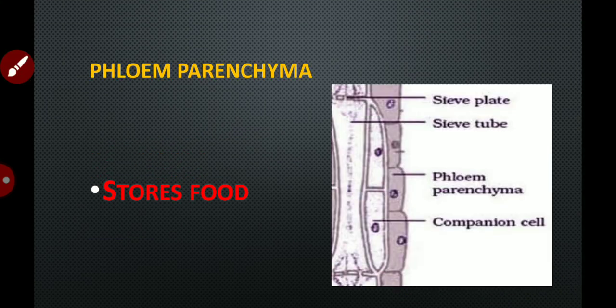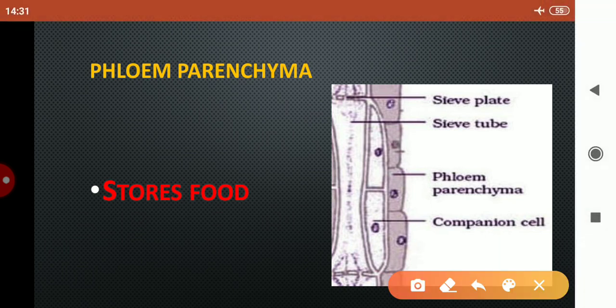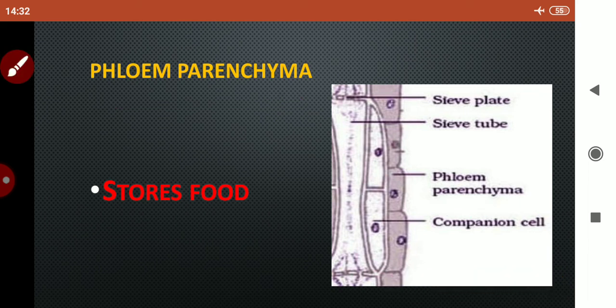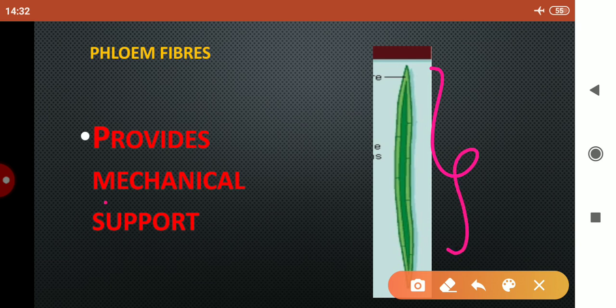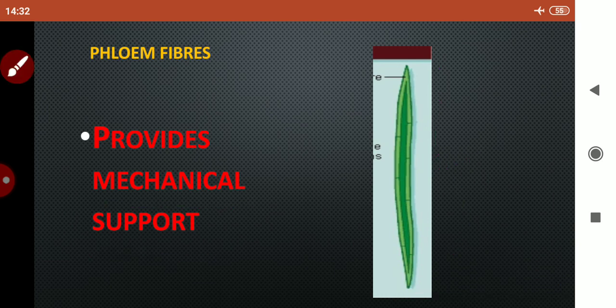Now let's move on. The next structure is phloem parenchyma. Phloem parenchyma is present associated with the companion cells, and it stores the food material. The next one is the phloem fibers, and phloem fibers are responsible for providing the mechanical support to the plant. Now children, this was all about the phloem tissue. We have finished the complex permanent tissues.